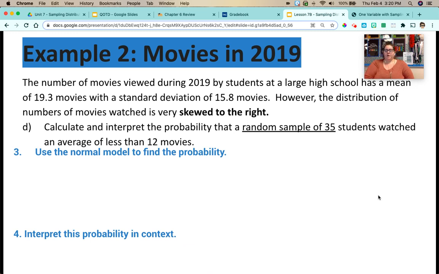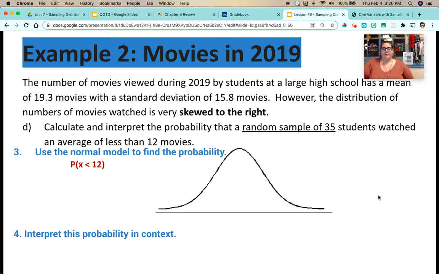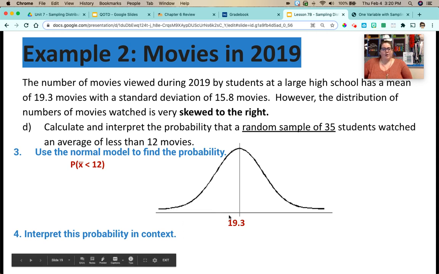The third step is to use our normal model to find our probability. The probability we wanted was that the sample mean for 35 students is less than 12 movies. So we want our x bar, our sample mean, to be less than 12. Thus 12 becomes our observed value. I'm going to go ahead and draw my normal model and mark off my mean of 19.3. Obviously we know 12 is less than that, but how much less? Is it close? Is it far? That's what the z-score is for.